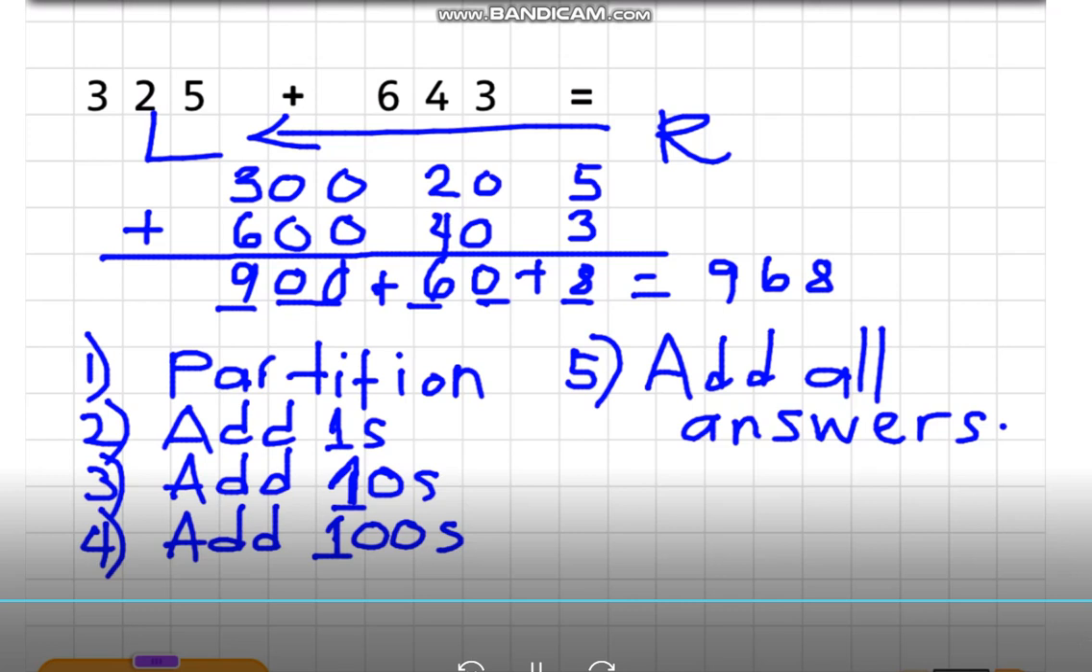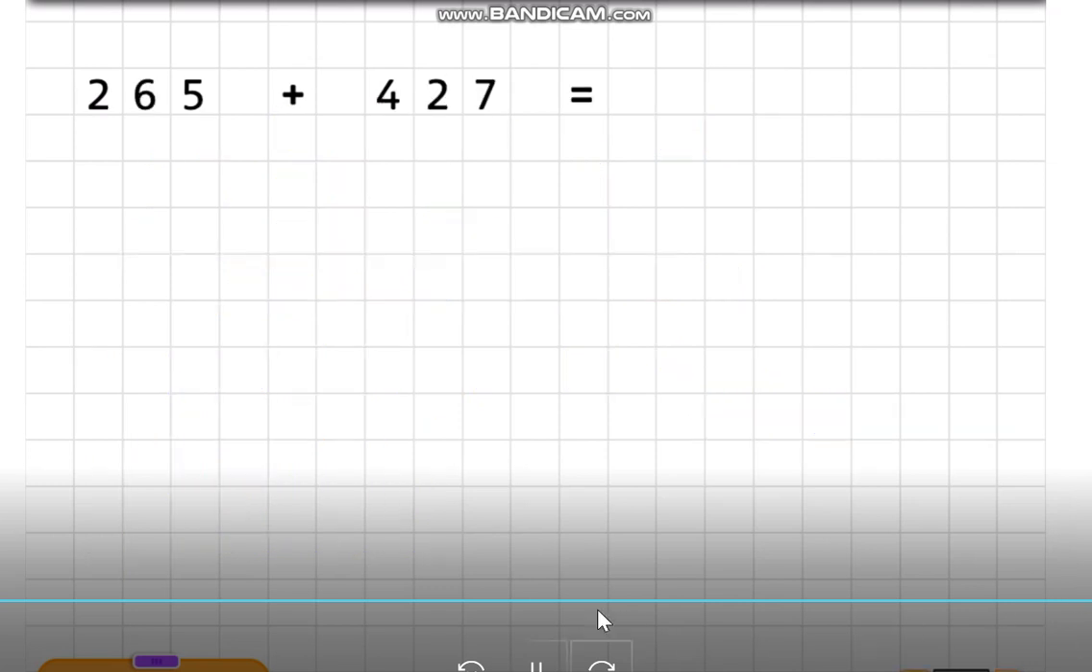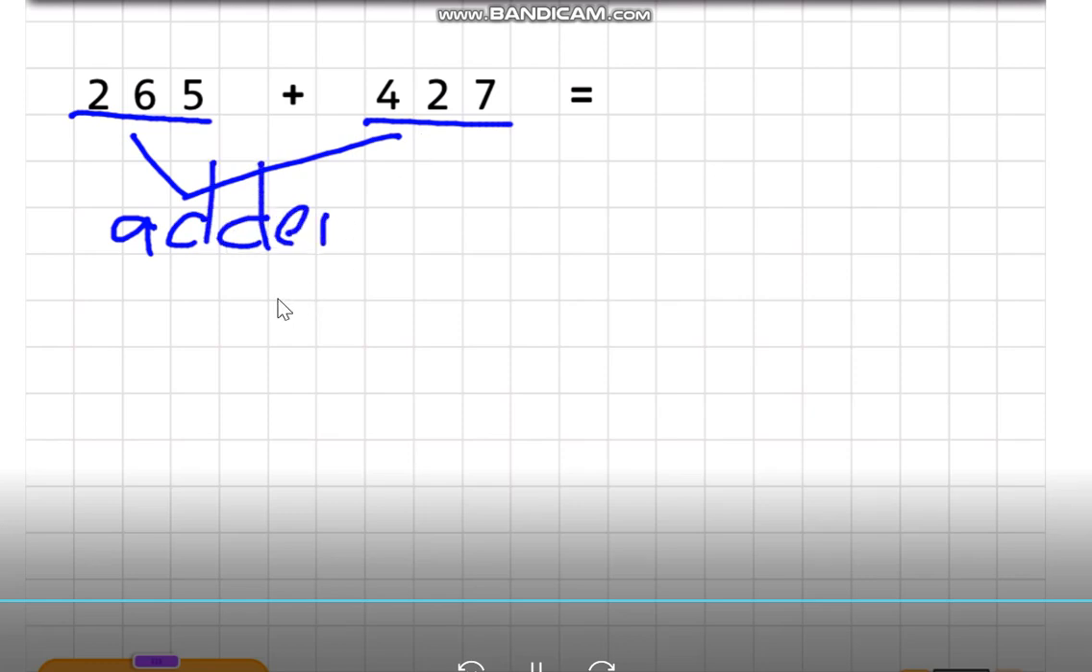Now let's go to the next page. Okay, so again, let me remind you about which ones are addends. Addends are the numbers that we add together. So in this case, you have the 265 and 427. Right, addends.